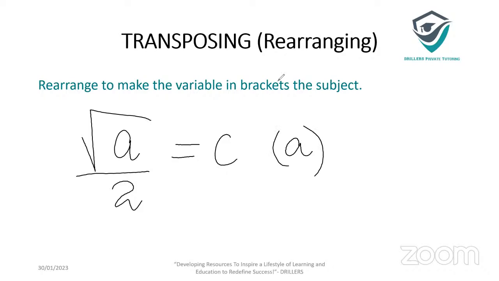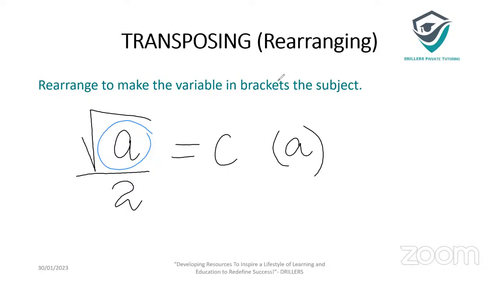So this question tells us that we want to make, so remember they said rearrange to make the variable in brackets the subject. So there we have A. So A is in brackets, so we want to make A the subject of the formula. So what's the first step we have to do? We have to identify where A is. So if we look to the left-hand side of the equation sign, we'll see that A is under that square root sign. So that's A. So we have identified A. So we now want to isolate A.